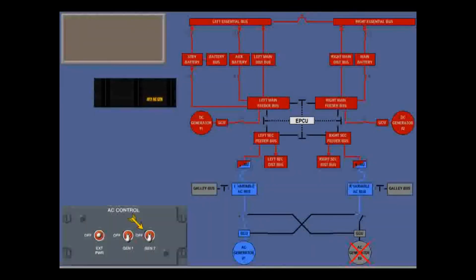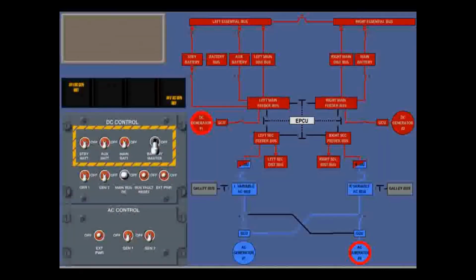Like the DC system, try cycling the relevant gen switch off and on. This time, it worked. Similarly, for generator hot conditions, you simply turn off the generators. The EPCU or AC GCUs will provide cross-tie.